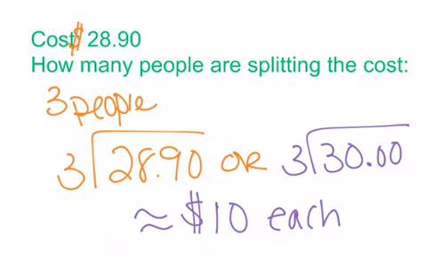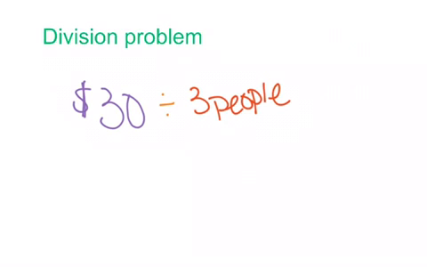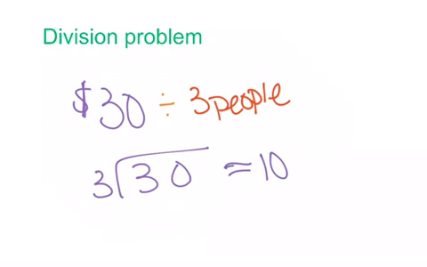Remember that wavy equal sign is an estimation, okay? So I know some of you are probably thinking, well, why didn't they just round 28.9 to 29? Well, when you divide 29 by 3, it's not going to be a whole number, it's going to be a decimal, right? Because 29 divided by 3 can't be divided evenly. So that's why I rounded it up to 30. Okay? So we already did this together. So we just did the $30 divided by the 3 people equals $10 each.